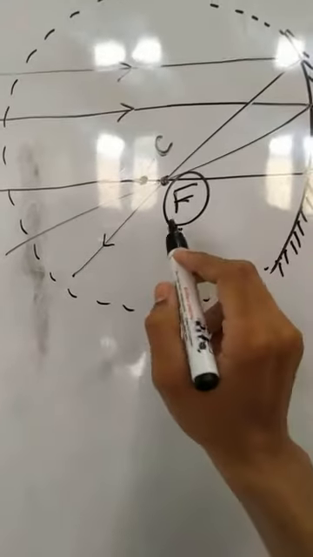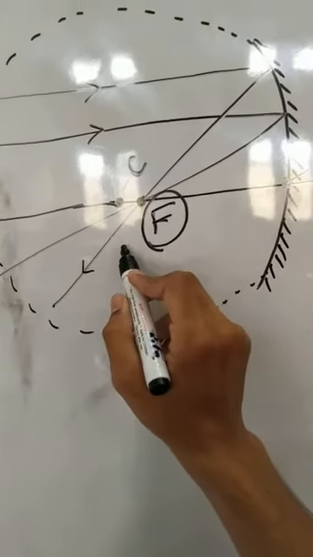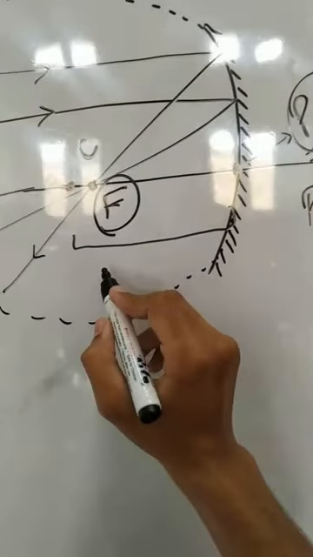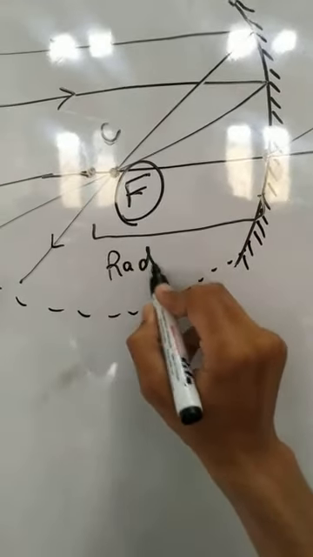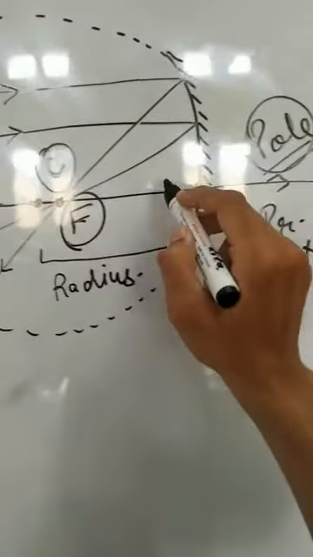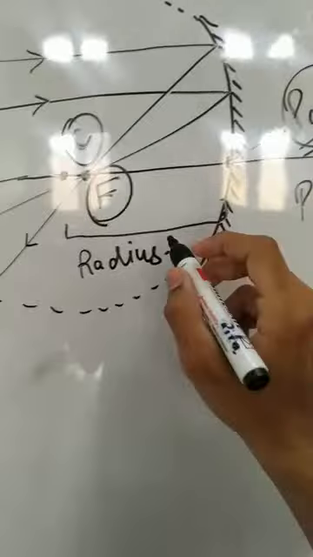And the distance between the center of curvature C and the pole P is known as the radius of curvature.